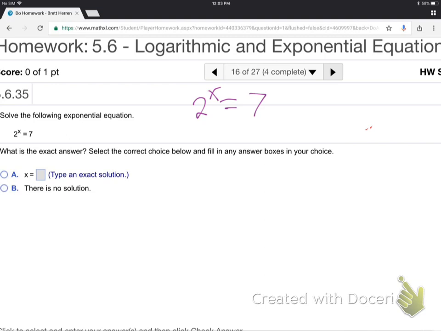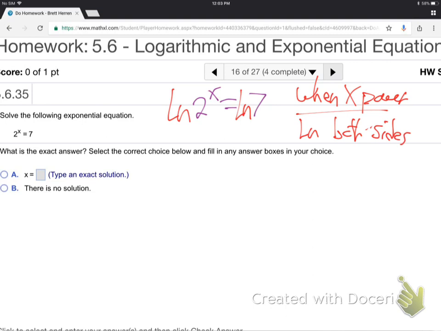Logs. Remember that third property of logs? That's why we say that's their best quality. It takes that power down to the front. Remember that? That's why the answer is ln on both sides. So let me write that. When x is in the power, ln both sides, and the powers come down to the front.